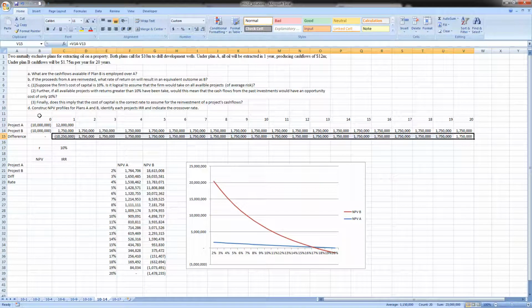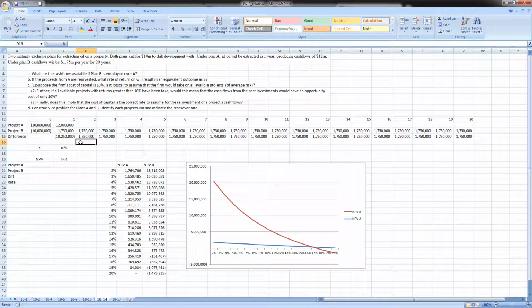We can also go to part D, where we construct the NPV and IRR profiles for A and B and look at the crossover difference. We can do this by using both the IRR function and the rate function to solve for part B.